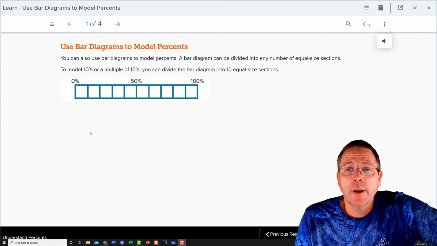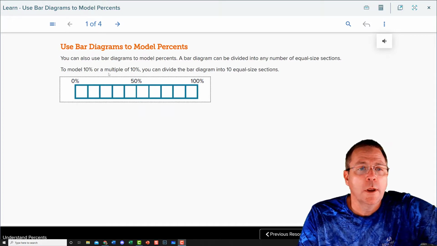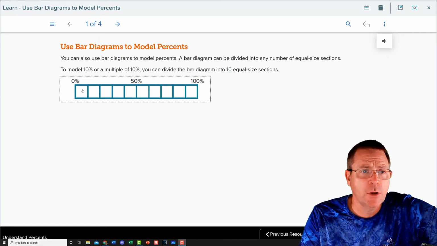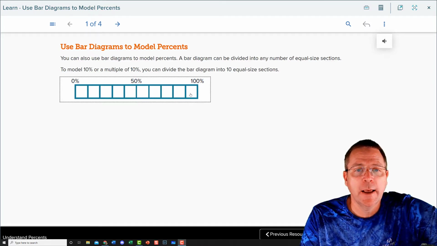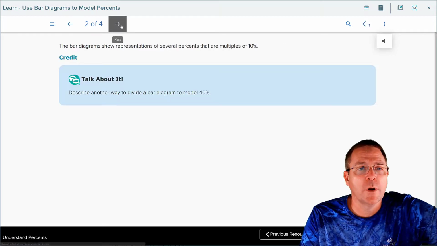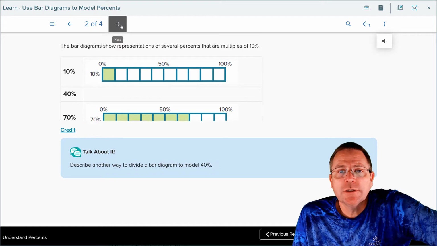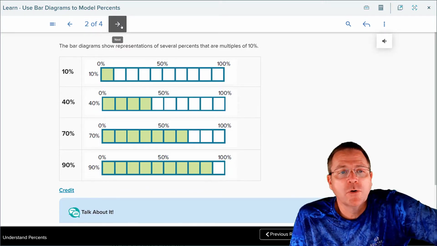A bar diagram can be divided into sections of equal size to model 10%, or a multiple of 10%. You can divide the bar diagram into 10 equal sizes, and you see that going on right here. You've got 1, 2, 3, 4, 5, that's going to be 50%, 6, 7, 8, 9, 10, that's going to be your 100%. The bar diagram shows representations of several percents that are multiples of 10.